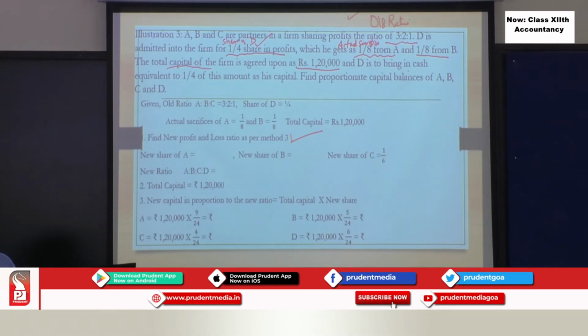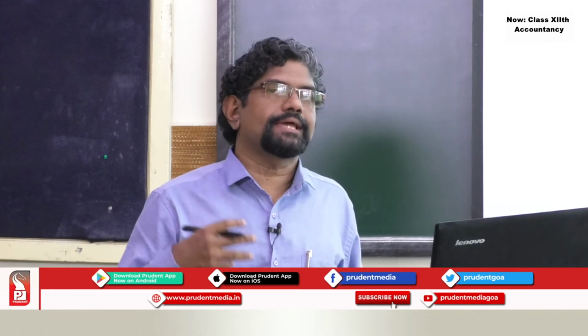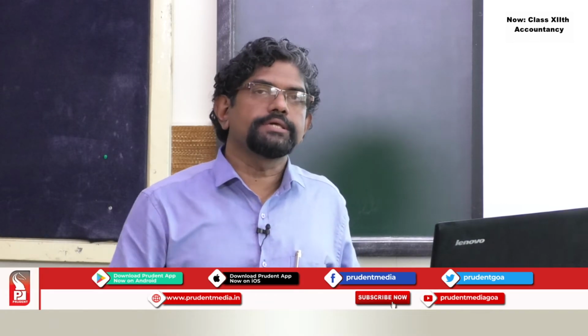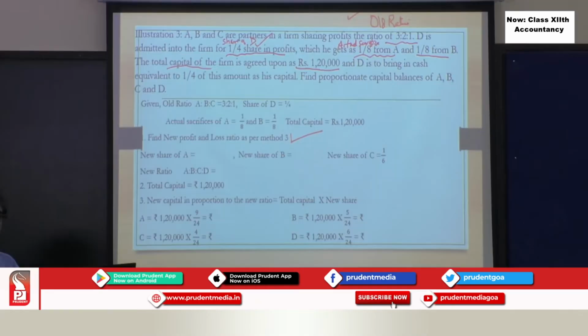D is to bring in equivalent to 1/4 of this amount as his capital. But here it is not given what is the amount of capital D is bringing. A hint is given that it should be 1/4 of this total capital, 1,20,000. So D has to bring 1,20,000 multiplied by 1/4. Find proportionate capitals of A, B, C and D.